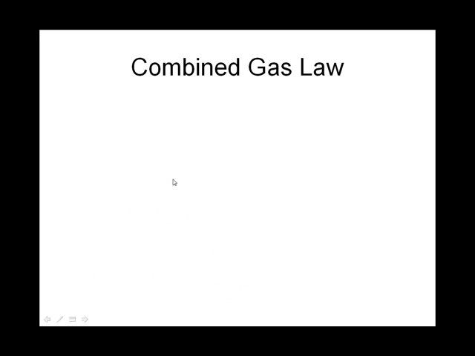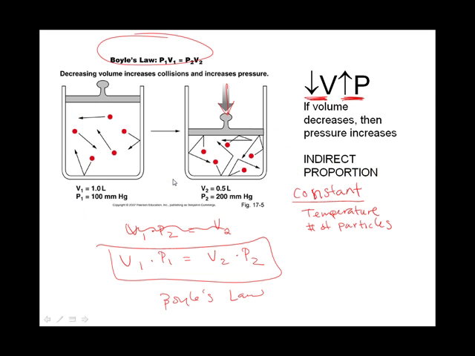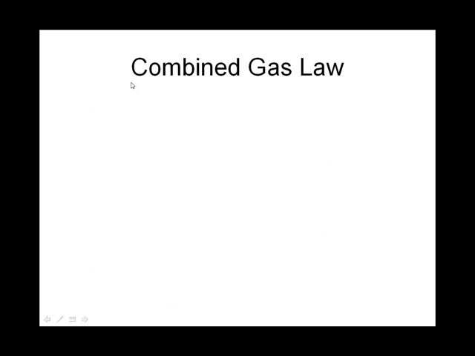So now let's talk about the combined gas law. From this slide, we found that the volume and pressure are inversely proportional and the variables are side by side. So we have P1 times V1 equals P2 times V2.